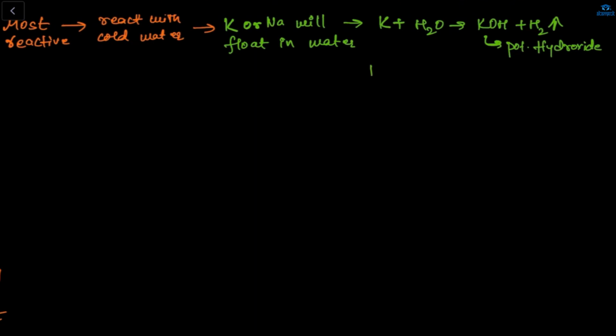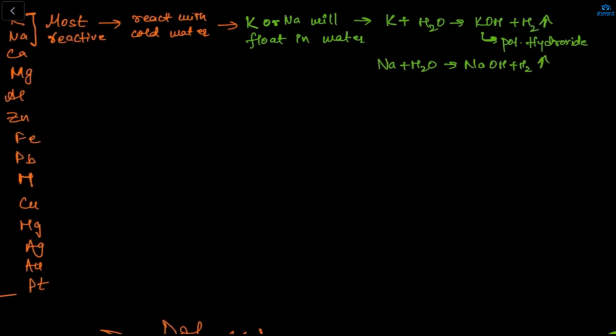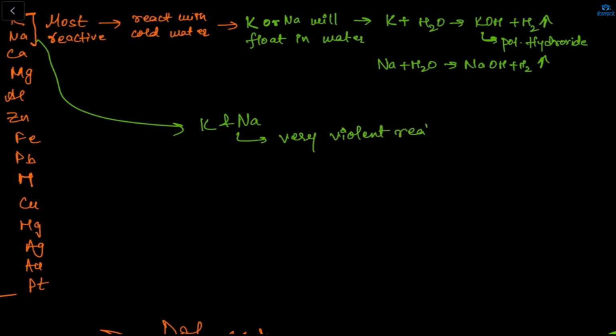And what about sodium? Sodium plus H2O gives NaOH and H2 gas. These two, potassium and sodium, are very violent reactions. What do you mean by a very violent reaction? It means an exothermic reaction. And what is the meaning of exothermic? Exothermic reaction means where a large amount of heat is evolved.